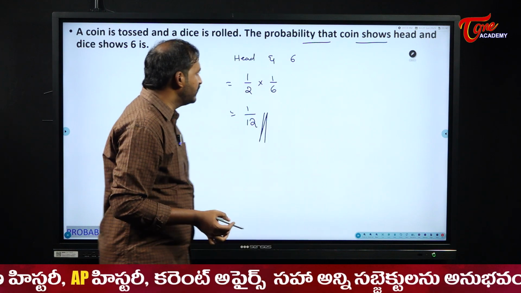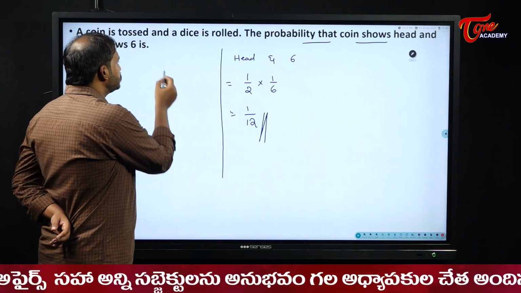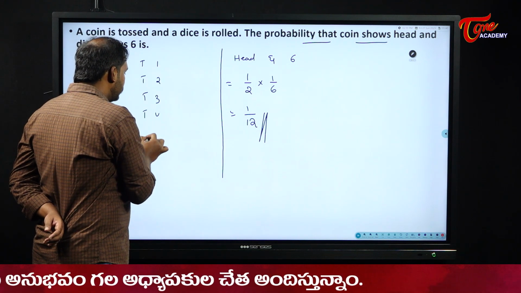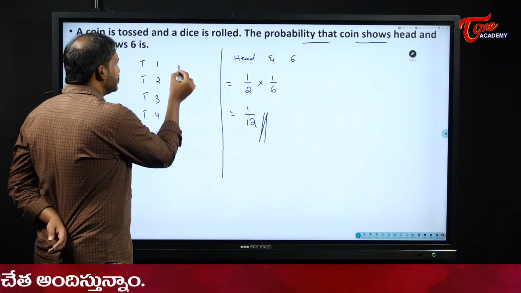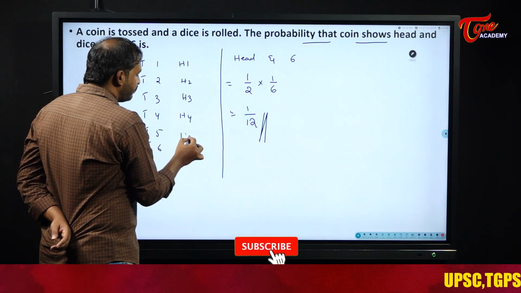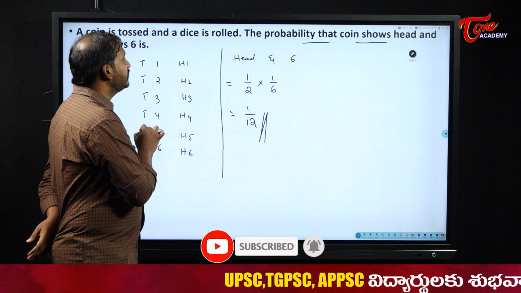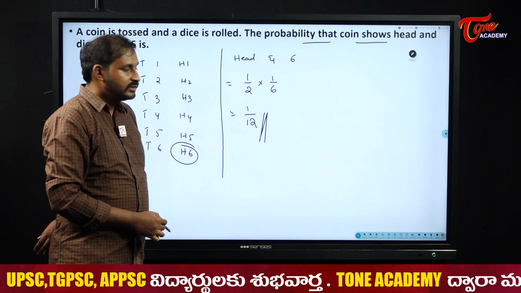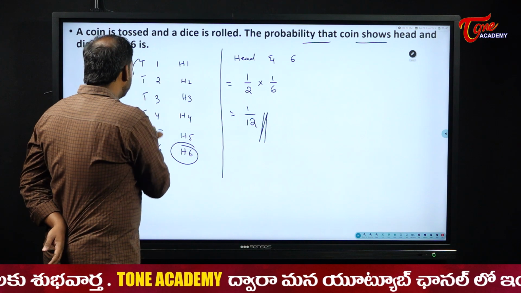If you write it in a manual way, it will waste a lot of time, students. What are the total outcomes? Tail 1, tail 2, tail 3, tail 4, tail 5, tail 6, right? This is one chance. And next one is head 1, head 2, head 3, head 4, head 5 and head 6. This is another one. Am I correct? So what is asked is to get head and 6. Only one chance. So 1 out of the total number of chances, which is 12. So 1 by 12.